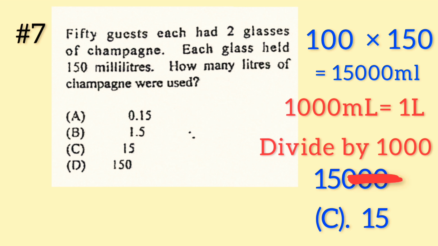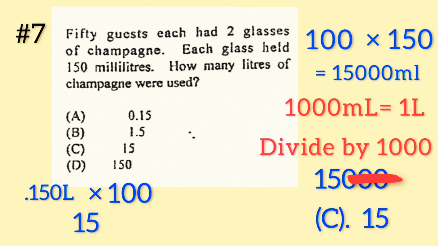Well, another quick way of doing it is to convert those milliliters to liters, which is 0.150, which is the same as 0.15. Now multiply that by 100, since you have 100 of those glasses. And so you get 15, same way.